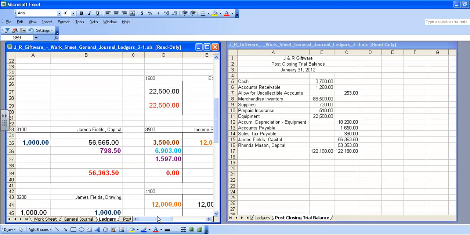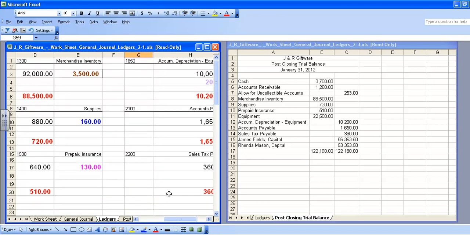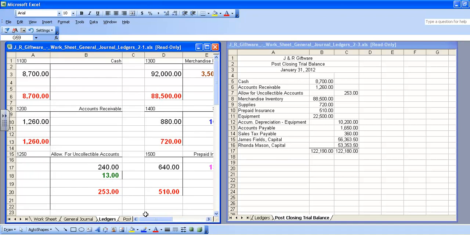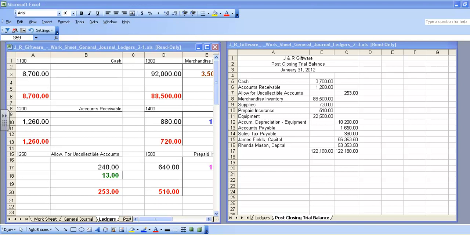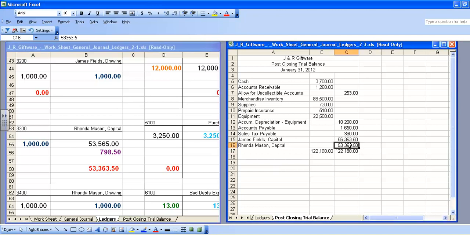This is not a good thing to be displaying. Okay, one moment while I pause the video and determine my error. Alright, so I determined my error. When I looked at Rhonda Mason Capital, it should be 53,363 and I typed 53. So I just need to fix that. And there we go, now it works.